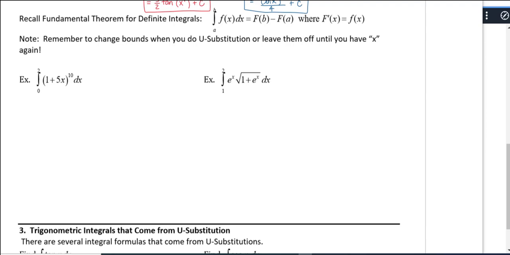Hello, and welcome to a Calculus 2 video where we are reviewing our Calc 1 integration. This video specifically will cover a little bit of trig and also some of the definite integrals using the fundamental theorem of calculus. So one thing that we should recall is, what is the fundamental theorem of calculus?